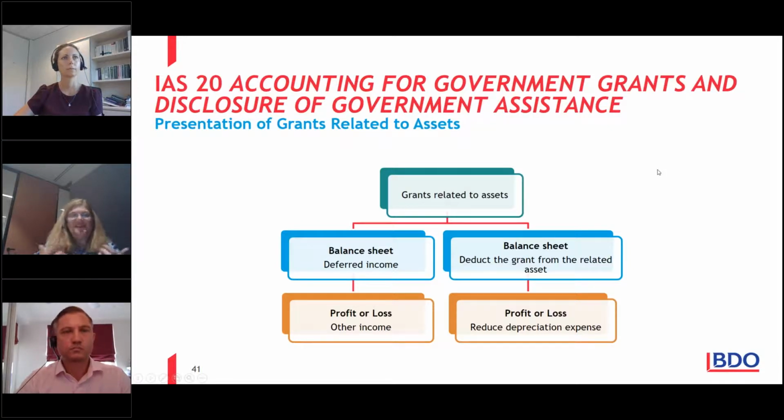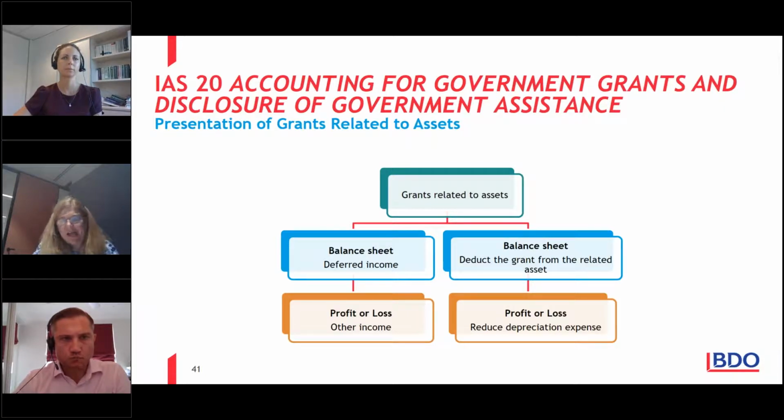Continuing on the theme of presentation choices, a very obvious one, which Kevin also referred to earlier, was the presentation choices around government grants and disclosure of government assistance. So if you receive grants that relate to assets, in your balance sheet you've got a choice whether you'll present it as deferred income or whether you'll deduct the grant from the related asset. So there's a choice. If you go for deducting the grant from the related asset, obviously if I just look at my gross assets, that would be a smaller amount.